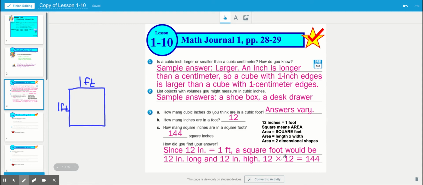Okay. Now I know right here, 12 inches equals 1 foot. So I'm going to label this side in inches. It's okay. They're the same thing. 12 inches is the same as 1 foot. And I'm going to label this 12 inches. So what you see here is you have a 1 by 1 foot, so square foot, or you have a 12 by 12 inch, giving us that 12 times 12 equals 144 because area equals length times width.